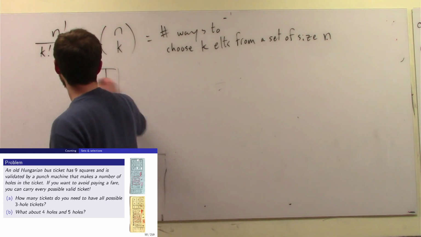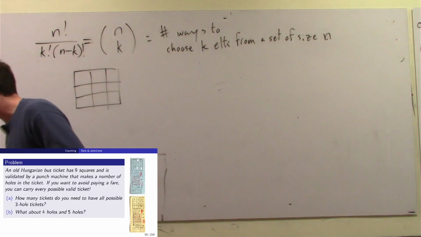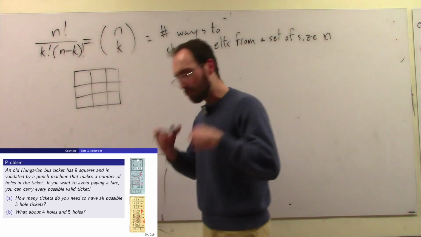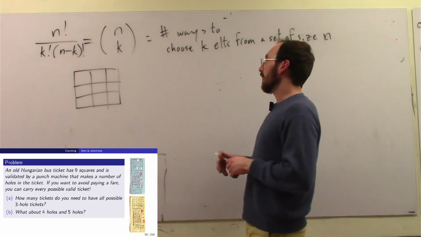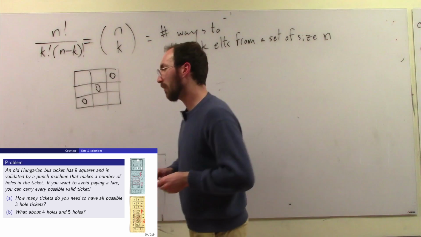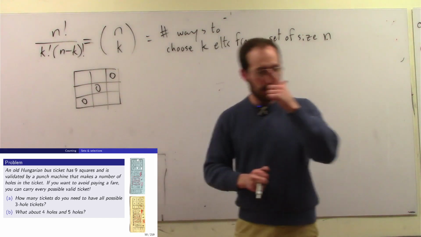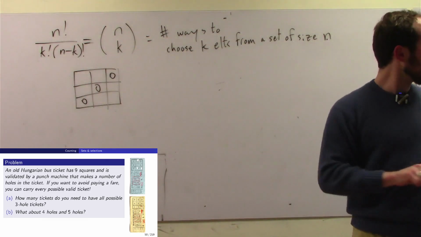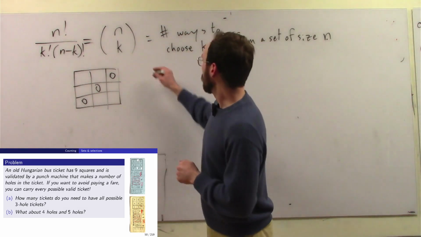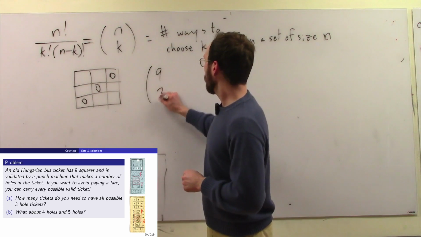But anyhow, let's look at this thing. So we have 9 squares, and it's validated by just punching these holes. Now, you just punch any amount of the holes. In this particular question, we want to know how many ways there are to punch 3 holes. Luckily, that's 9 choose 3.